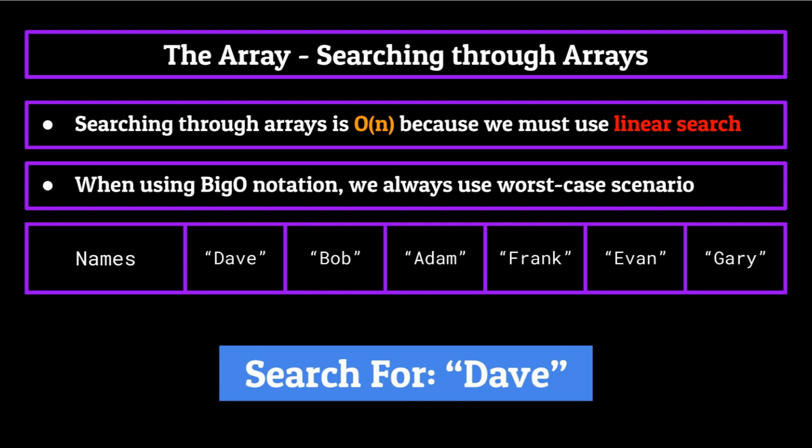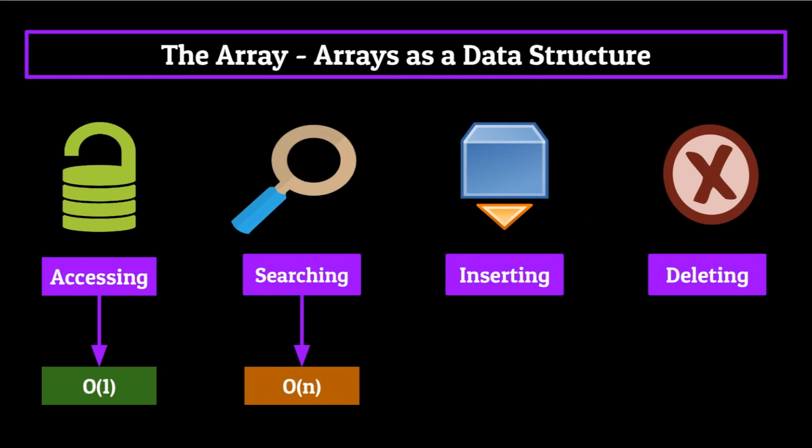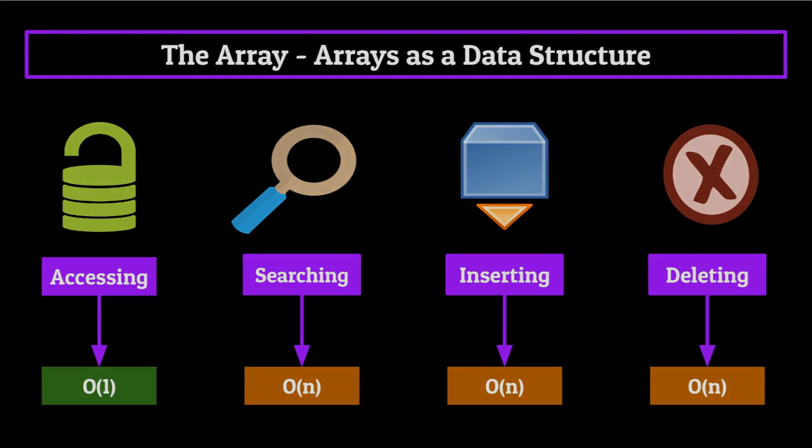And in this case, worst case scenario is that the item you're searching for is the last element in the array. This means you have to check every element before you can actually find the one you're looking for, which for an array of size n will take n operations. Finally, inserting and deleting elements from an array both have an O of n time complexity equation.